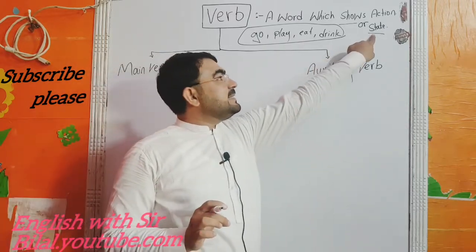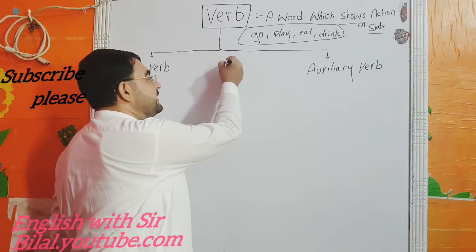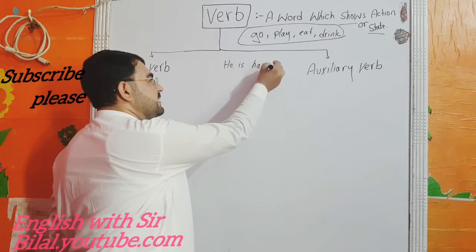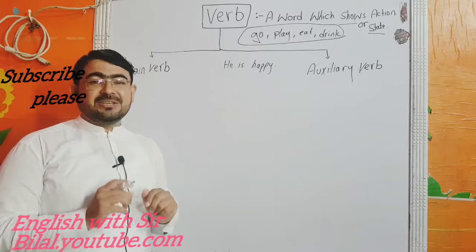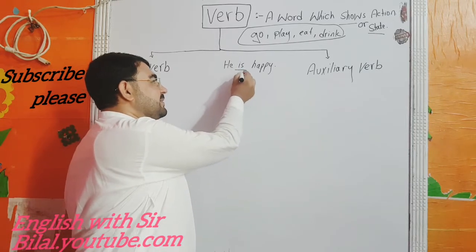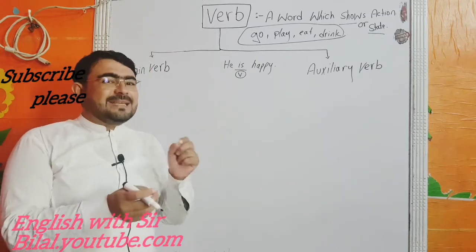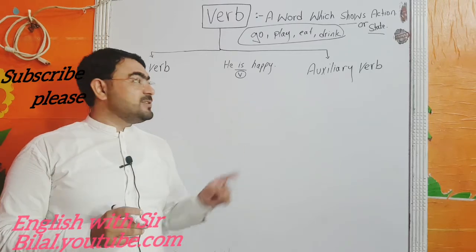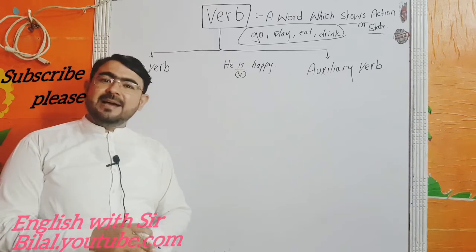Now the second is state. There is a statement. For example, he is happy. In this sentence there is no action, but this is a verb. It shows time also. So verb tells us about time also, and it tells us about action also. So this is a statement. Now here is a verb.